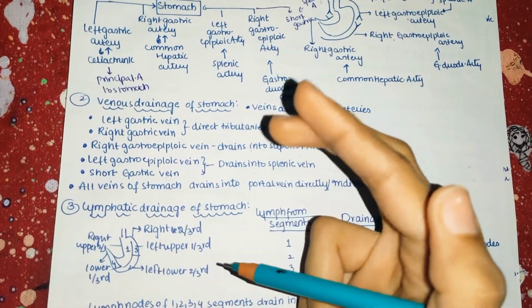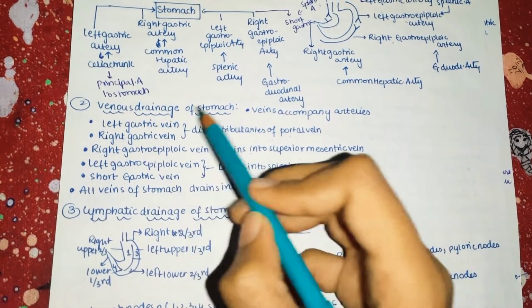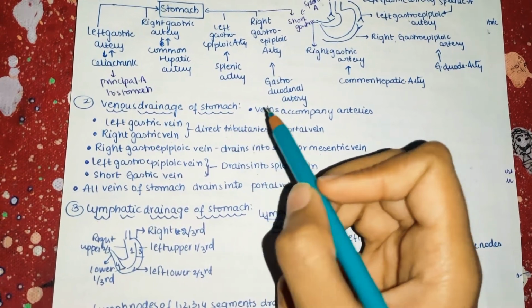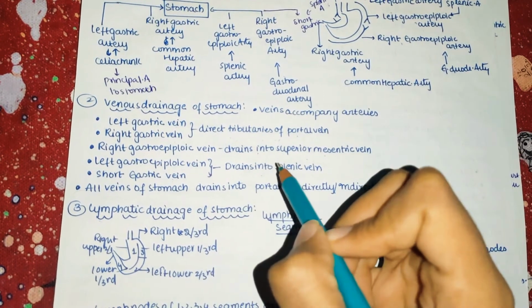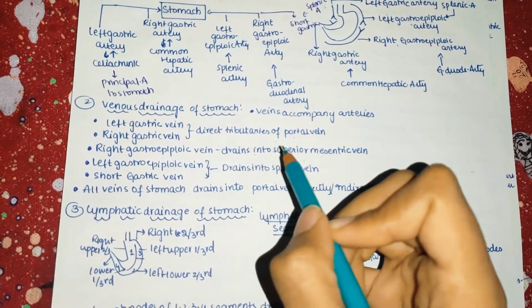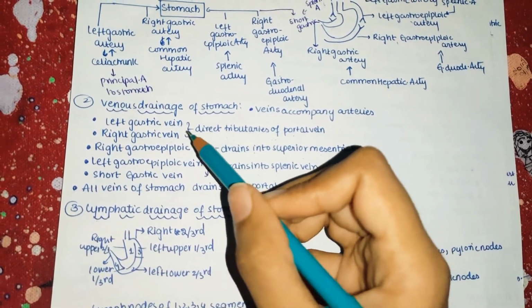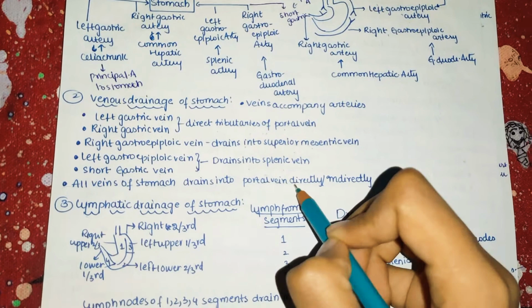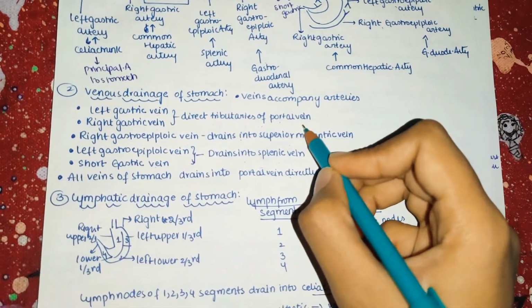So here you have two combinations: the left gastric vein with the right gastric vein, both are gastric veins, they go into the portal vein directly. The left gastroepiploic vein with the short gastric vein, both are draining into the splenic vein, whereas the right gastroepiploic vein drains into the superior mesenteric vein. Okay, so all these veins of the stomach are draining into the portal vein either directly or indirectly. So finally the destination is the portal vein.